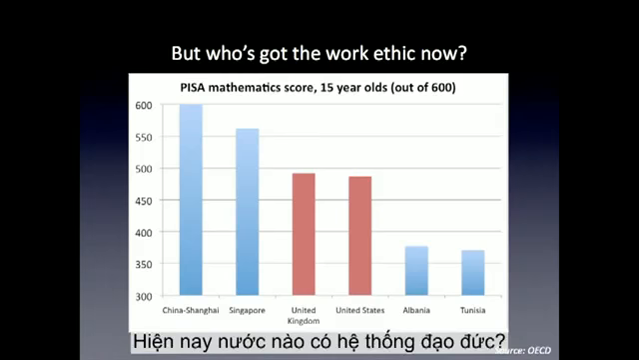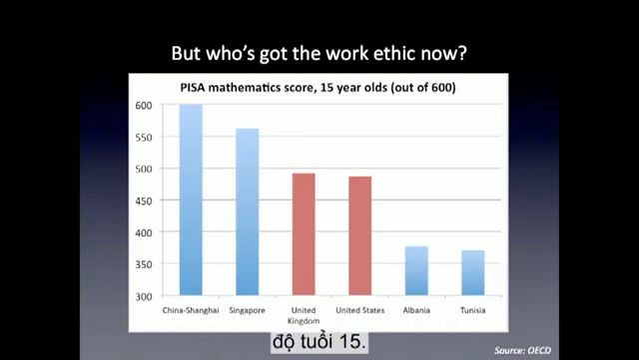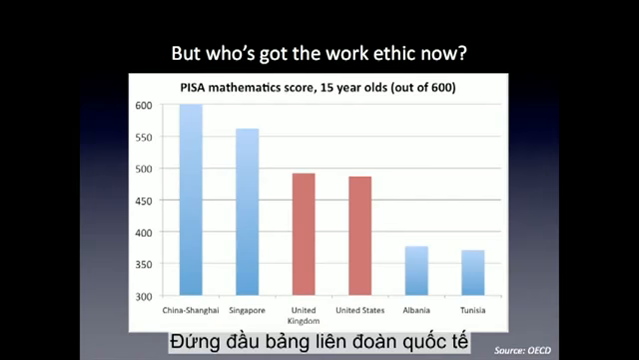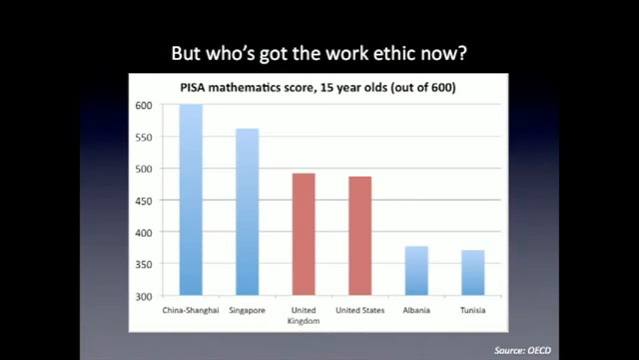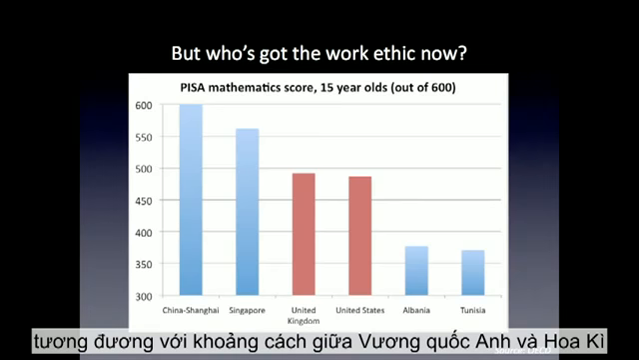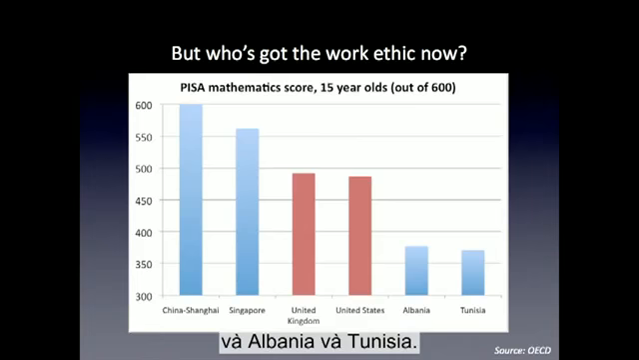Who's got the work ethic now? Take a look at mathematical attainment by 15-year-olds. At the top of the International League table, according to the latest PISA study, is the Shanghai district of China. The gap between Shanghai and the United Kingdom and the United States is as big as the gap between the UK and the US and Albania and Tunisia.